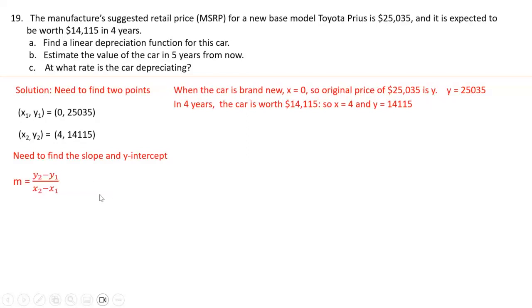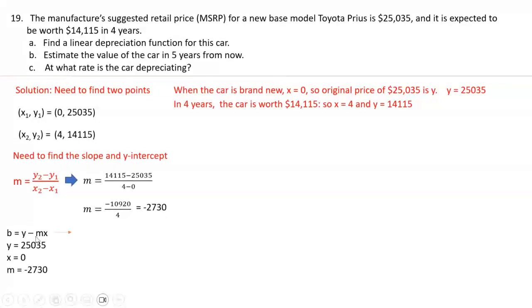So now I need to find the slope. Right, so this is my x1, y1, x2, y2. Plug them in there. So we get negative 10,920 divided by 4 will give us negative 2,730. So that's my slope. Now, I like to use b equals y minus mx. So my y is 25,035. My slope is negative 2,730, and my x is 0.